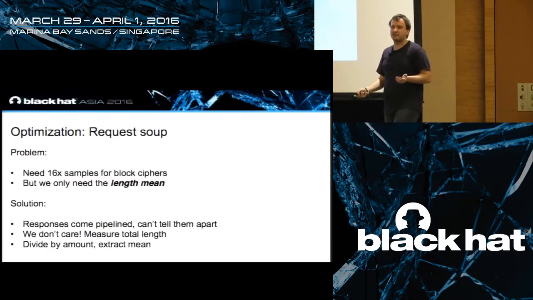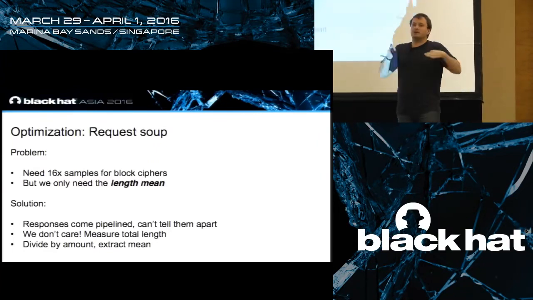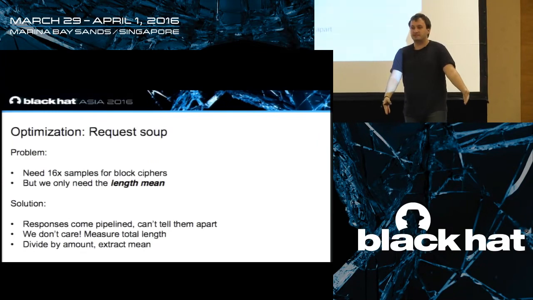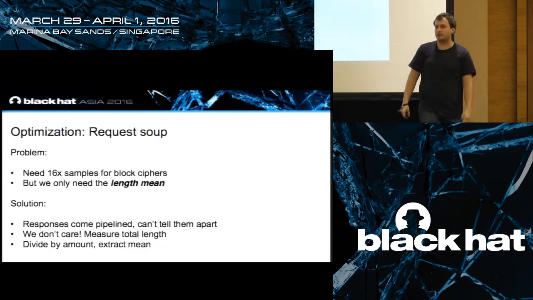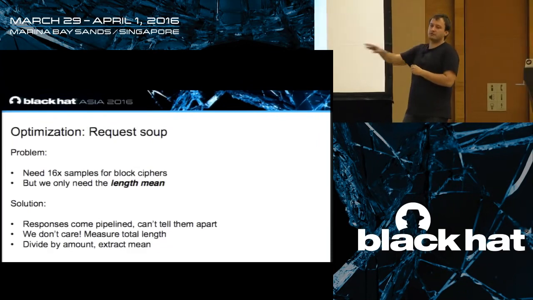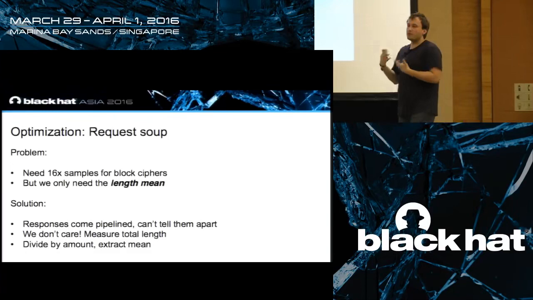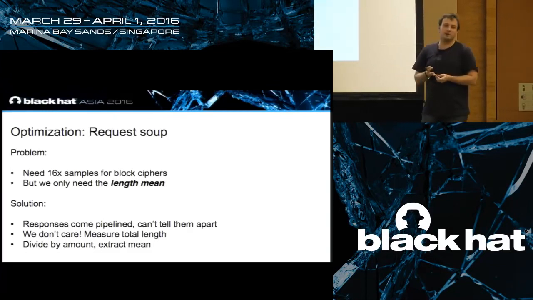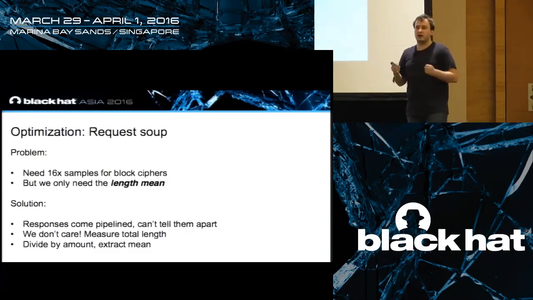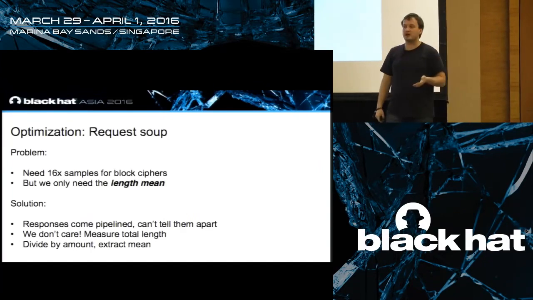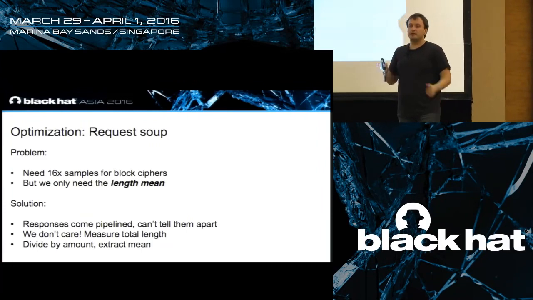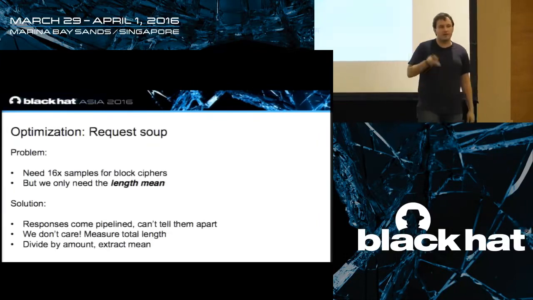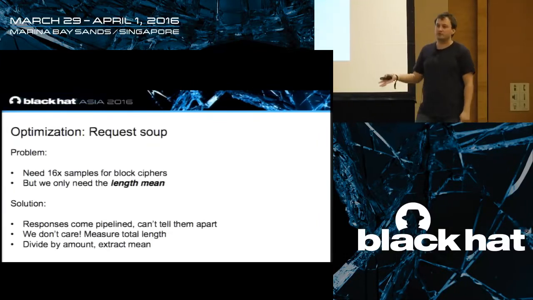So we send 160 requests in batches of 16 for the respective block alignment padding, and all of these can go on the network together. We don't care, because what we want to extract is really just the mean length. So we send multiple requests from the client at the same time. The browser, of course, has specific behavior for this, and we collect the total length of the ciphertext that we measure.